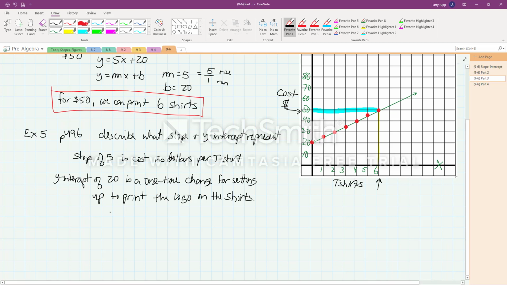Okay, now another question here that they don't ask in the book: why does it stop at x equals 0? Why doesn't this line continue on down this way?